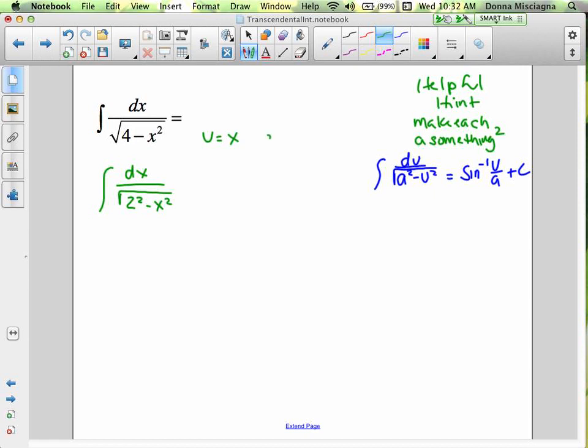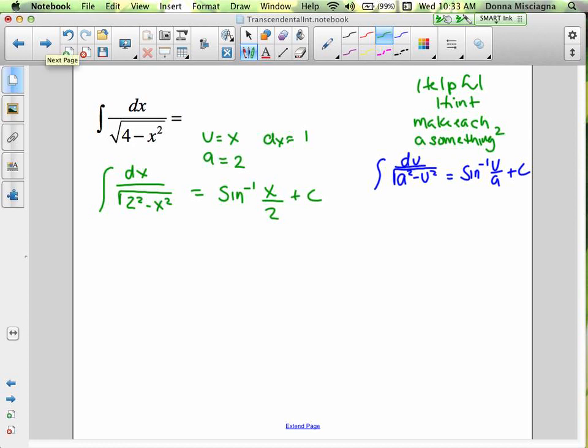And it might not be a bad idea to just put that there. dx is 1, so we're not missing any part of the derivative of the inside stuff, right? And then the a is 2. All right, so actually we can go right to writing the integral here. This is going to be arcsine of x over 2 plus c. That's all there is to this one.